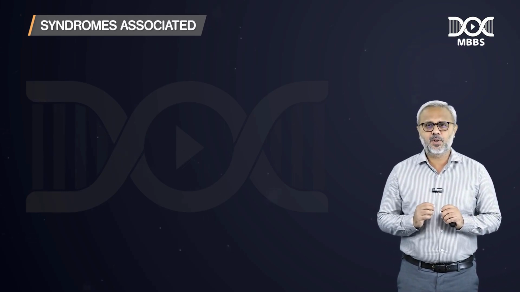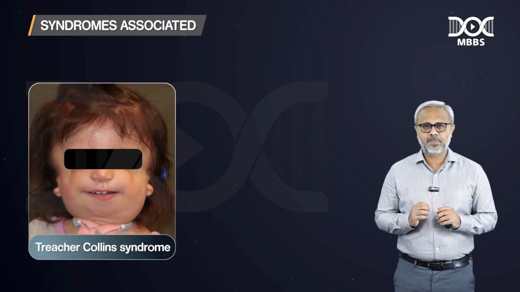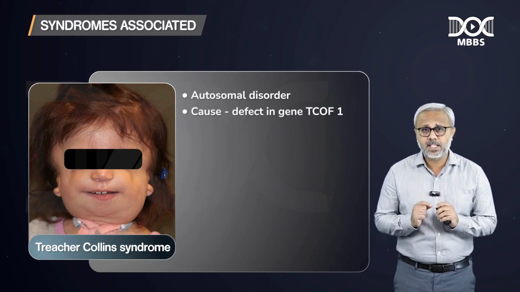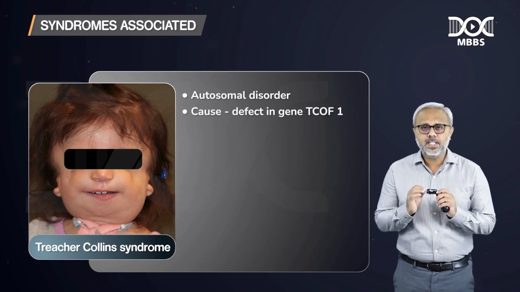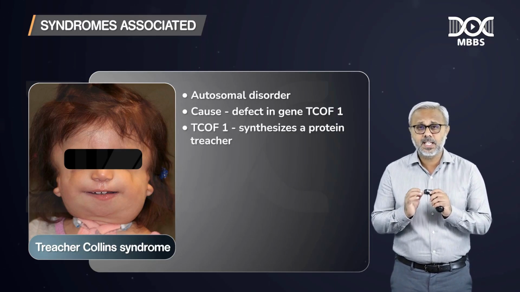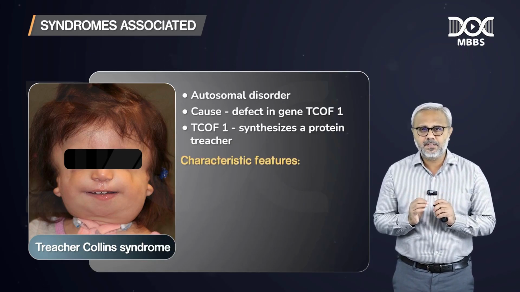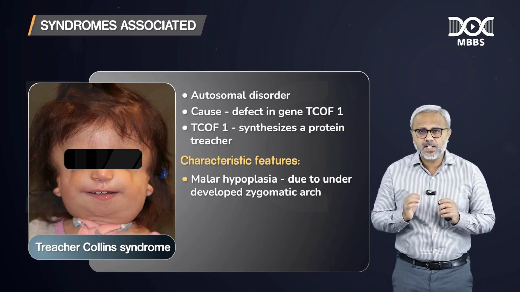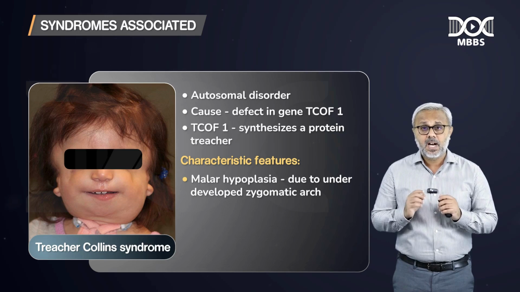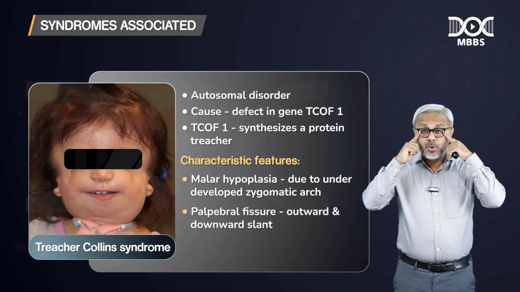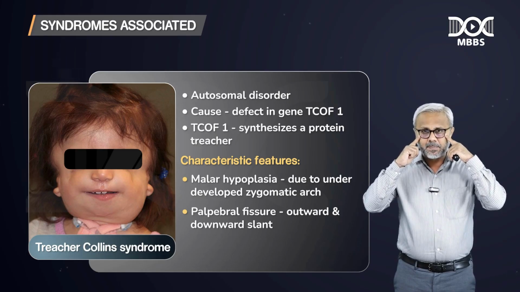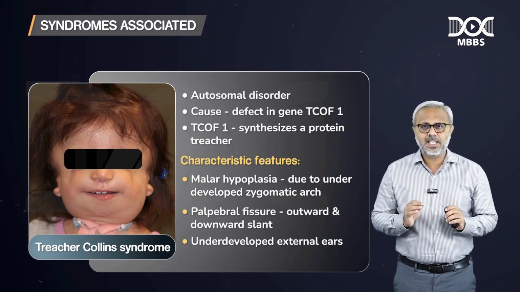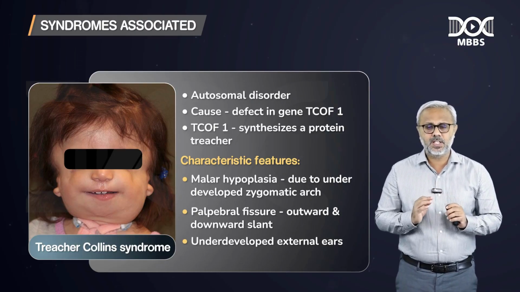The first of the clinical syndrome we have is the Treacher-Collins syndrome. The Treacher-Collins syndrome is an autosomal disorder caused due to the defect in the gene TCOF1, which is responsible for synthesis of a protein called treacle. The characteristic clinical features of Treacher-Collins syndrome include the malar hypoplasia due to underdevelopment of zygomatic arch. Apart from this, the palpebral fissures show an outward and downward slant. The external ears are ill-developed. These are the three major clinical sets of symptoms that affect the Treacher-Collins syndrome.